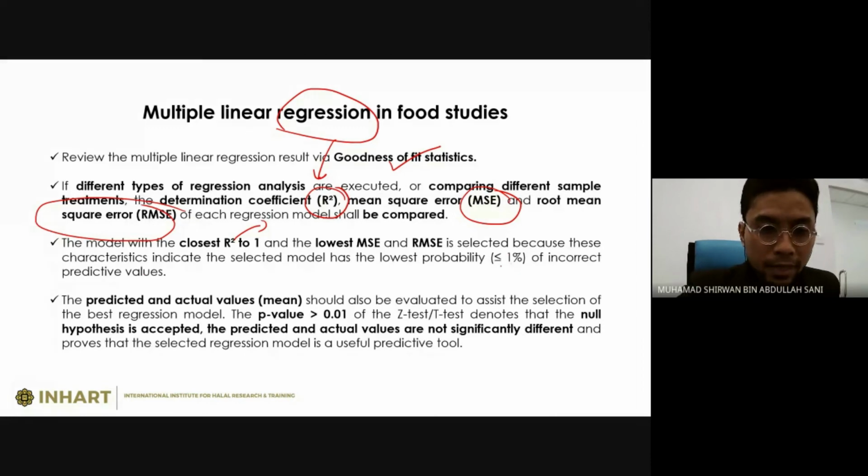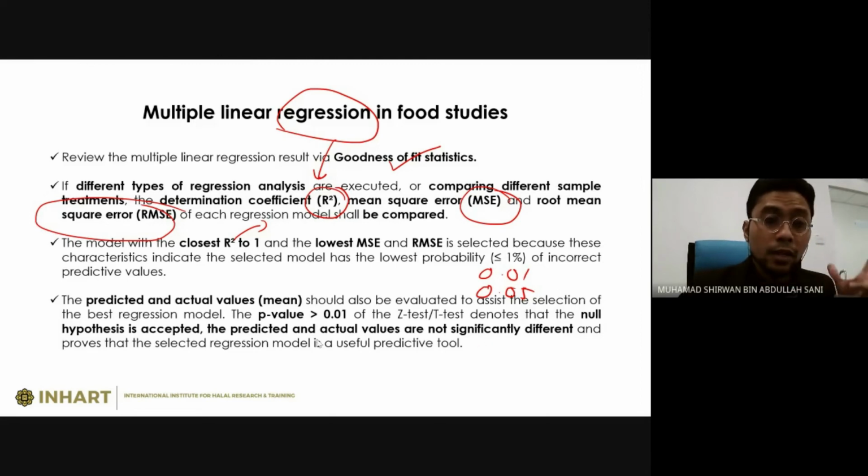Kenapa ada 1% ni? 1% ni sebab kita set 0.01. So that's why we call it 1%. If we choose 5%, 0.05 lah. The predicted and actual values mean shall be evaluated to assist the selection of the best regression model. The p-value more than 0.01 of the Z-test or t-test denotes that the null hypothesis is accepted and the predicted and actual values are not significantly different.